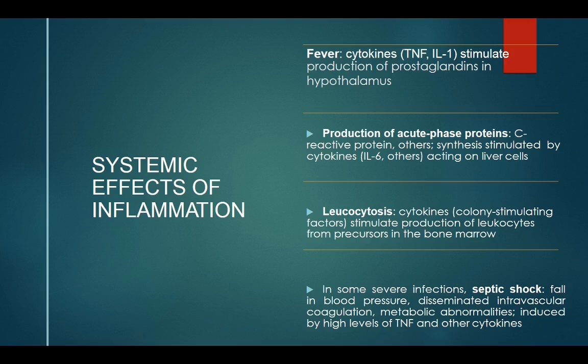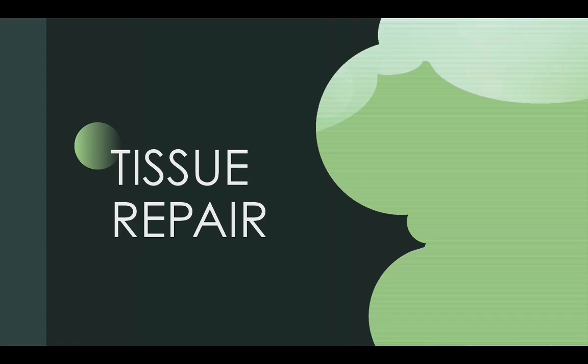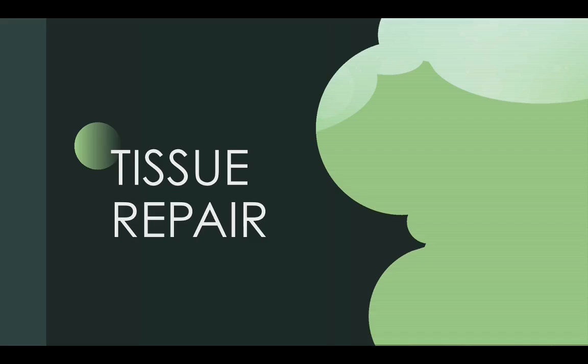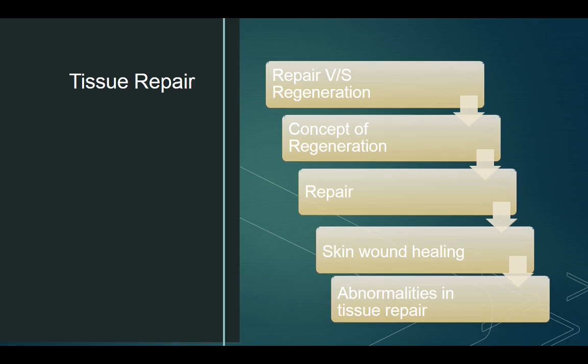These are the systemic effects of inflammation. So those were the chronic inflammatory conditions. Now we'll see how the body tries to repair the tissue after acute and chronic inflammation, like if there is any injury, how will it repair? Then we'll see repair and regeneration, what is the difference, the concept of regeneration and repair, skin wound healing and abnormalities in tissue repair.